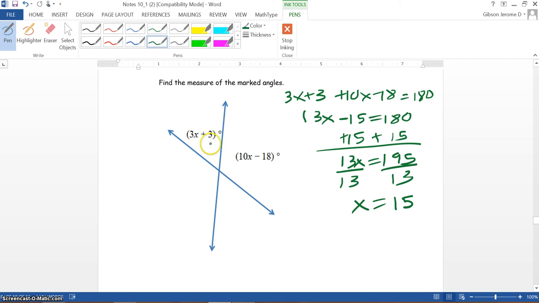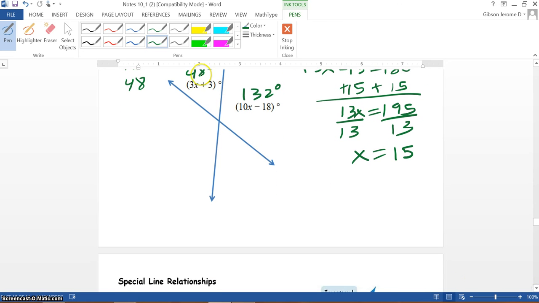So we need to substitute in 15 for both of these values. So we do 3 times 15 plus 3. So that'd be 45 plus 3, which is 48. So we know this is 48 degrees. Now we can subtract this from 180, and that will give us 132 degrees. But you can substitute this in here. 10 times 15 is 150 minus 18 is 132. And they only want us to do the marked angles, so we can stop here.